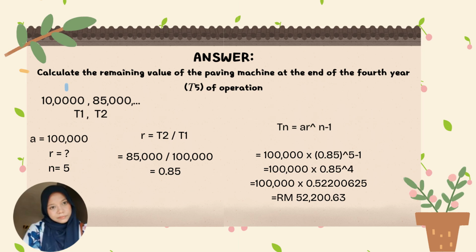So we use the formula, which is Tn equal to a times r to the power of n minus 1. Substitute the values into the formula. So T5 equal to 100,000 multiplied by open bracket 0.85 close bracket to the power of 5 minus 1. After the calculation, we get 100,000 multiplied by 0.522, which gives us the final answer of 15,200 ringgit, 6.63 cents. That's all from us.